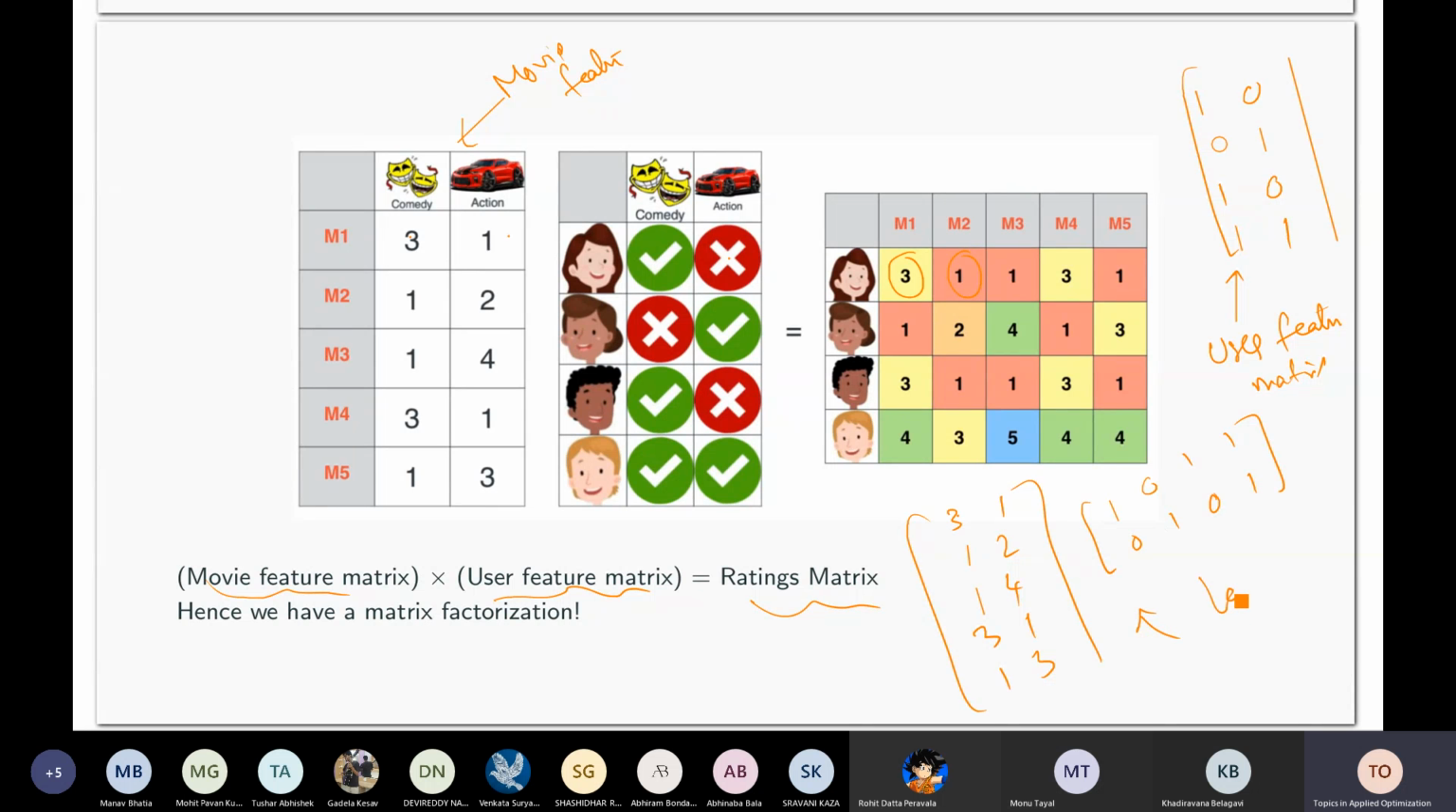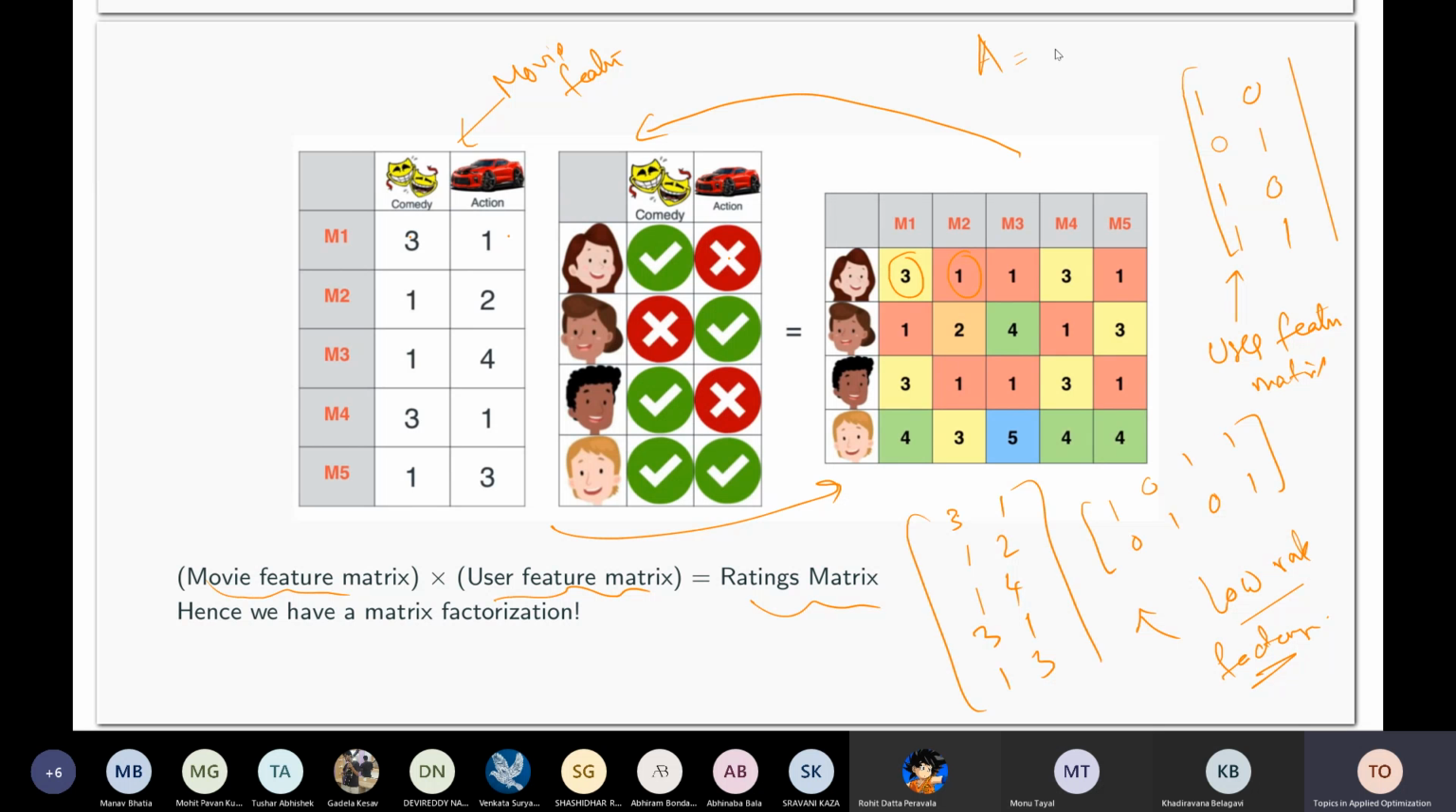So this is the low rank factorization. Here is the low rank factorization that we did to obtain the ratings matrix. Or you can reverse this problem now. You went from here to here. Now what you are given is a ratings matrix. Can you do this? So it's a low rank factorization problem.